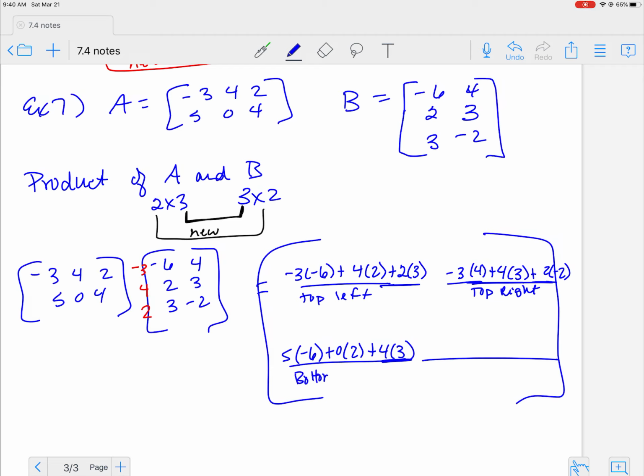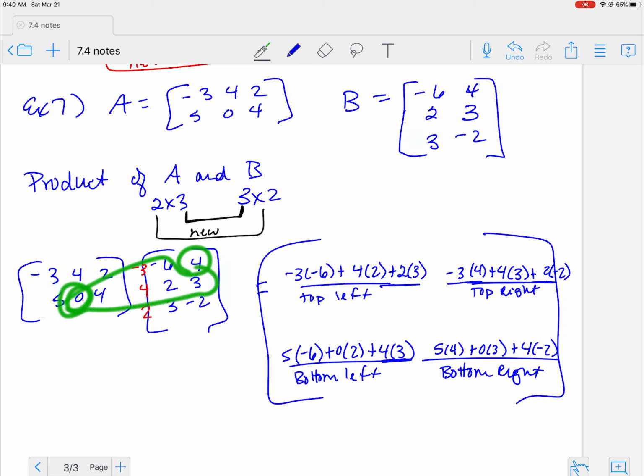So this is bottom left, bottom right. And so you just line up those different ones. So I have the bottom to the right. All right. So 5 times 4, 0 times 3, 4 times -2. The biggest thing here is you're just taking the first term in the bottom and the first term in the column. The middle term in the bottom, the middle term in the column. The next term and the next term. And then you just put those together.